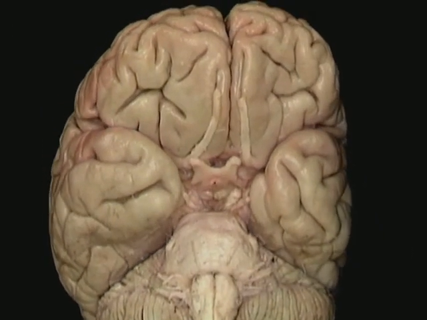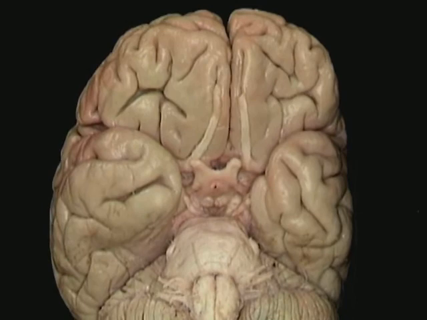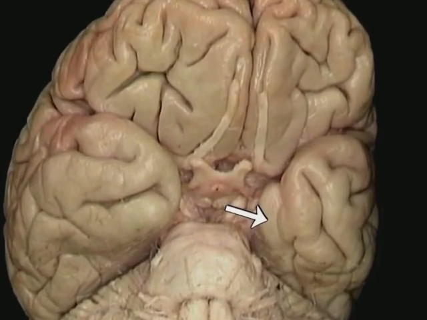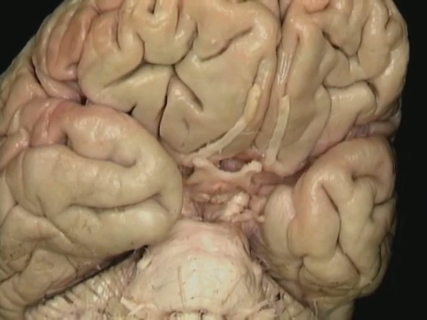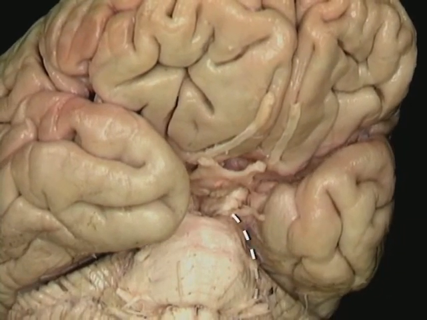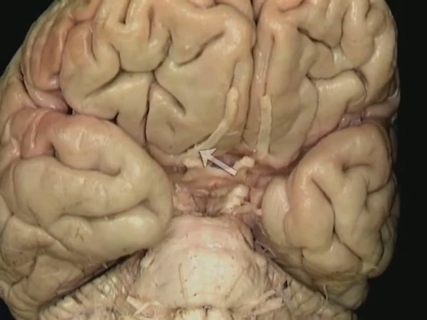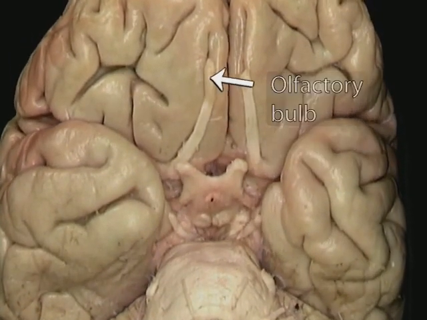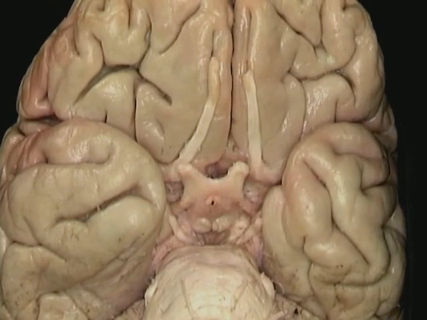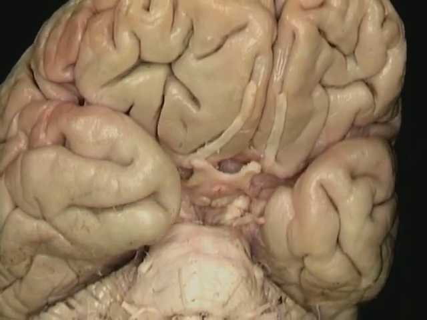Here are the two temporal lobes, seen from below. This part of the tip of the temporal lobe is the uncus. The uncus lies just above the tentorial incisure, which is here. Here on the underside of the frontal lobe is the olfactory tract. It ends in the olfactory bulb, from which the fibers of the first cranial nerve, the olfactory nerve, emerge.